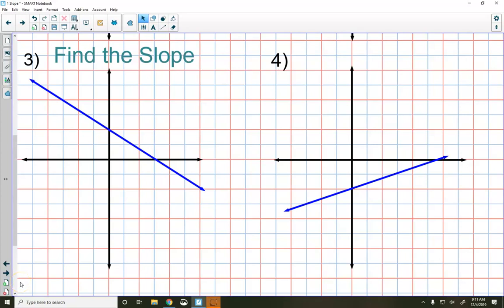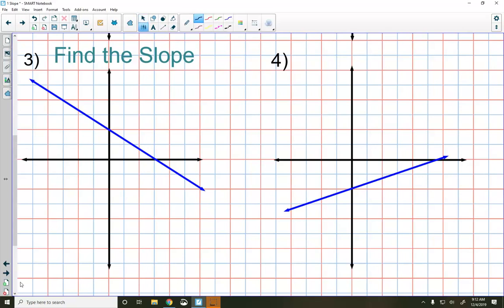All right, we're finding the slope of these lines. Remember, when we read a graph, we want to read them from left to right. So if we're looking at number 3, we see that the slope is going down from left to right. So that's going to have a negative slope. The previous problems have all had coordinate points identified for you. This one does not.